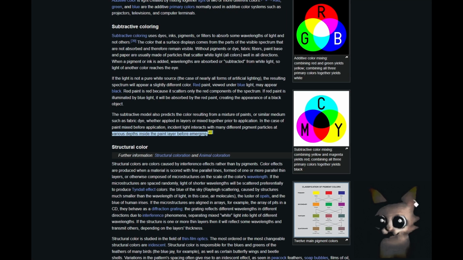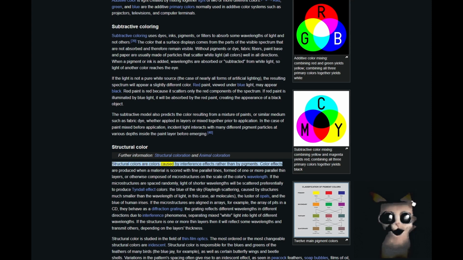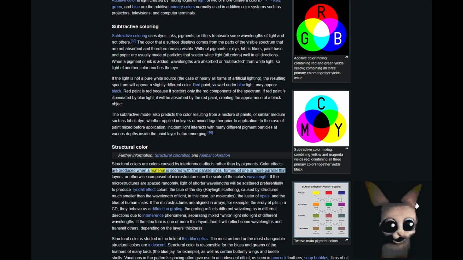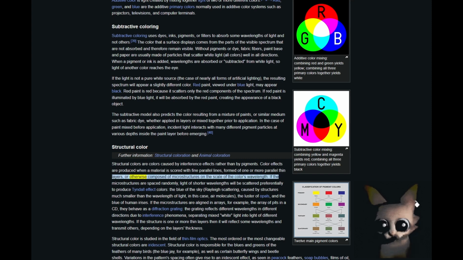Structural color. Further information: structural coloration and animal coloration. Structural colors are colors caused by interference effects rather than by pigments. Color effects are produced when a material is scored with fine parallel lines, formed of one or more parallel thin layers, or otherwise composed of microstructures on the scale of the color's wavelength.